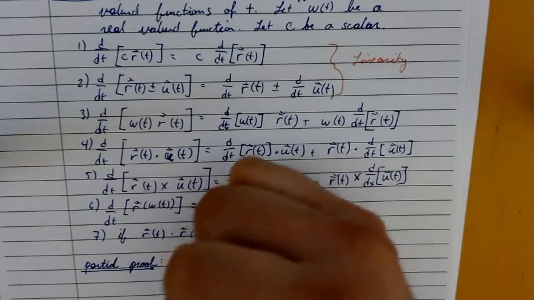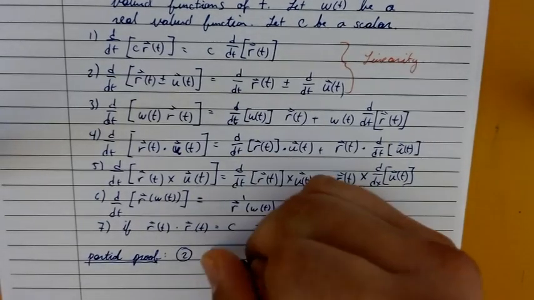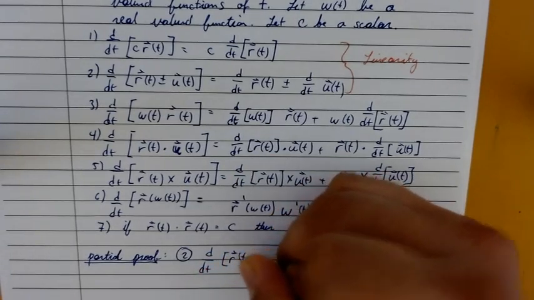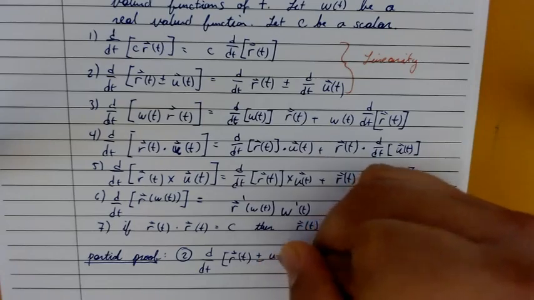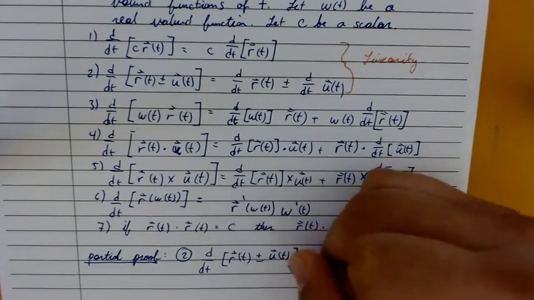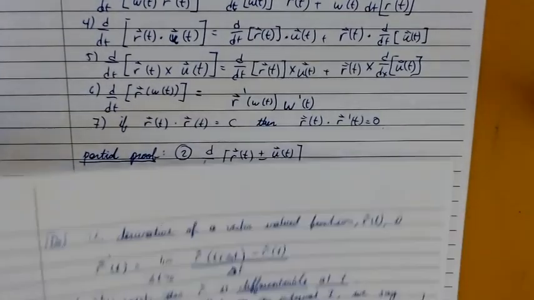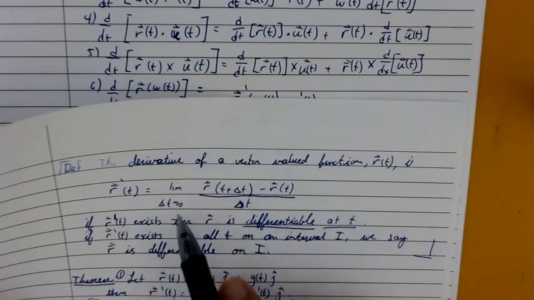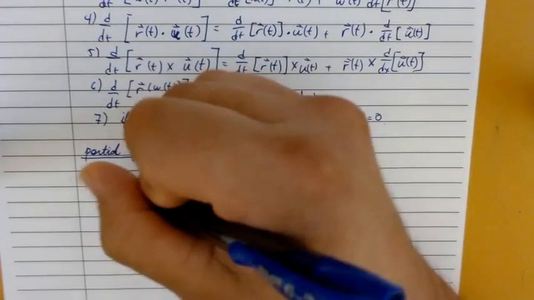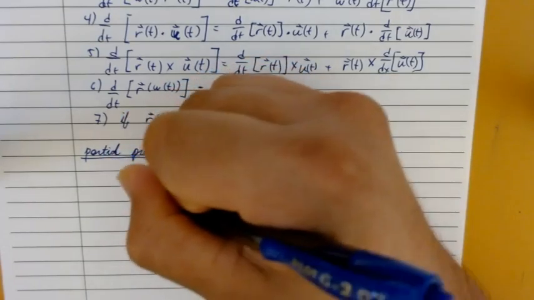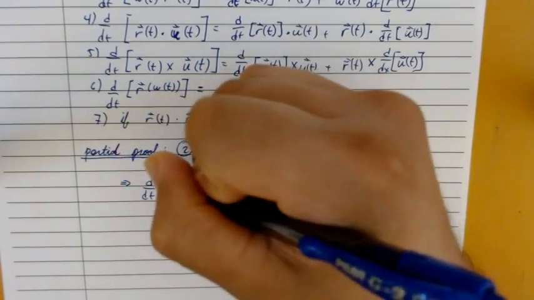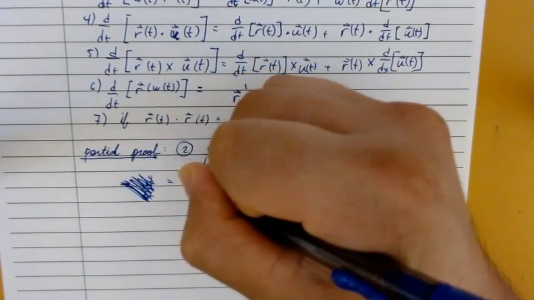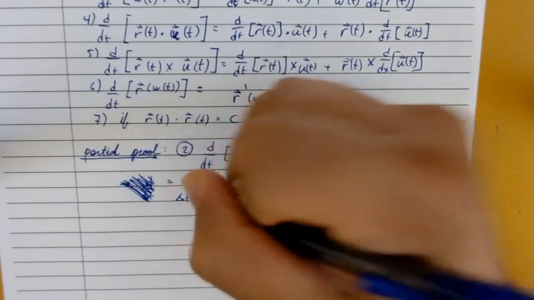Let's take a look at number 2. If we're taking the derivative with respect to t of r of t plus or minus u of t, then by definition, we're using the limit as delta t approaches 0 of... I guess I don't need that symbol anymore. I'm taking the limit, right? So this is equal to the limit as delta t approaches 0 of.